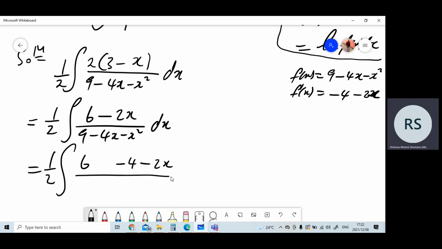Let me write it like this. I'm coming to the numerator. I rewrite everything here, separate, because here I need to have this term minus 4. I introduce minus 4.